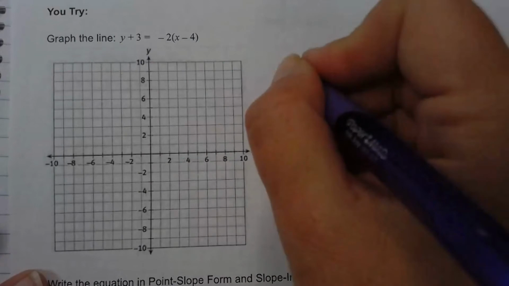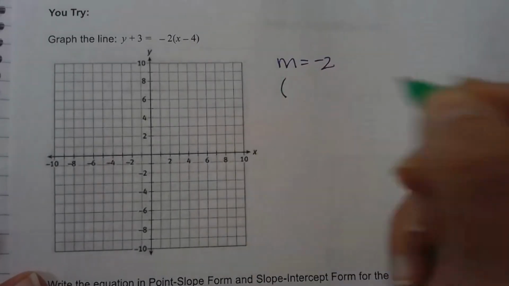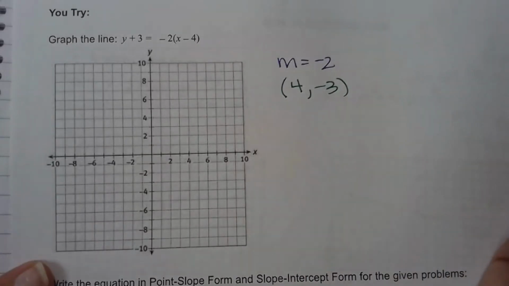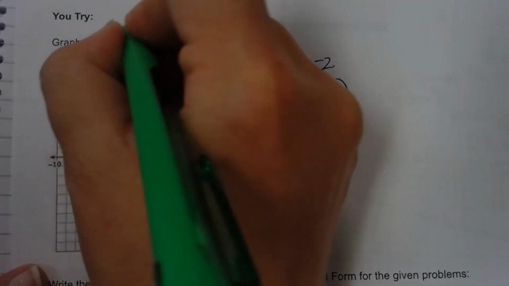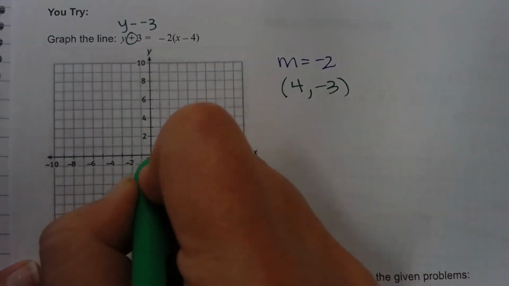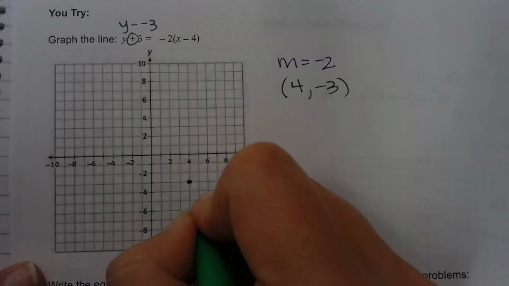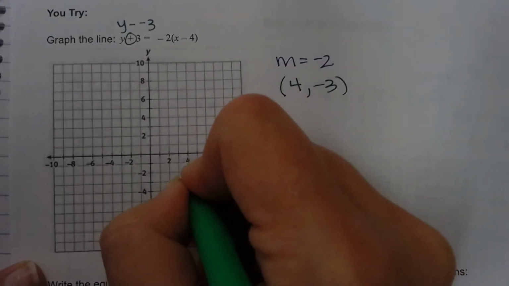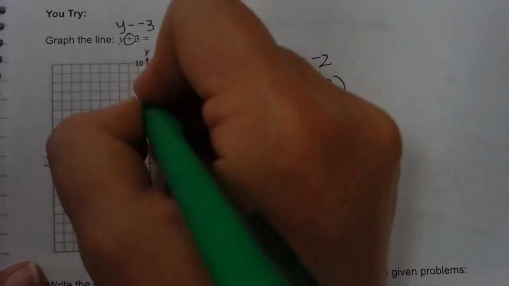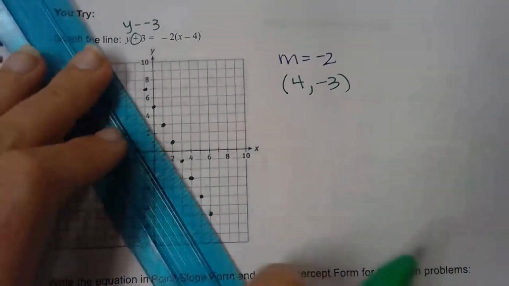All right, so key features. First of all, my slope is negative 2. Next, my point, the x is at 4, the y is at negative 3. And the reason it's at negative 3 is because this turned into a positive, which meant that this had to say y minus negative 3. So if I'm at 4, negative 3, and then I have a slope of negative 2, down 2 over 1, up 2, back 1, 2, back 1, 2, back 1, 2, back 1. It's going to look a little something like this.